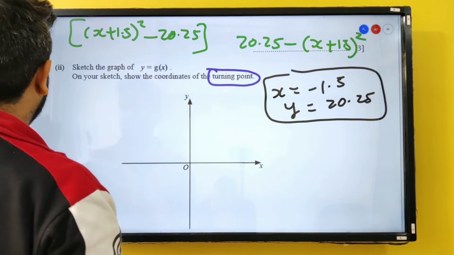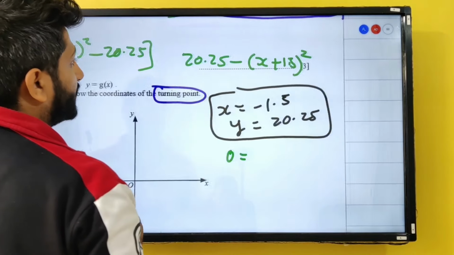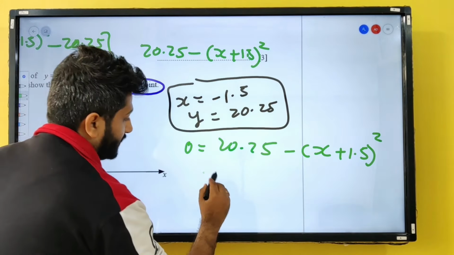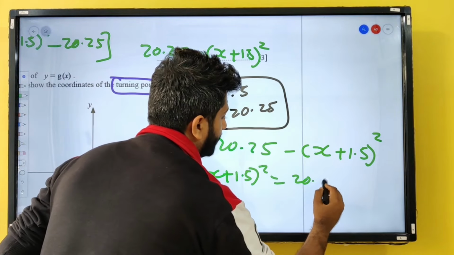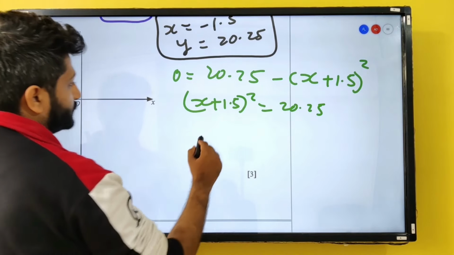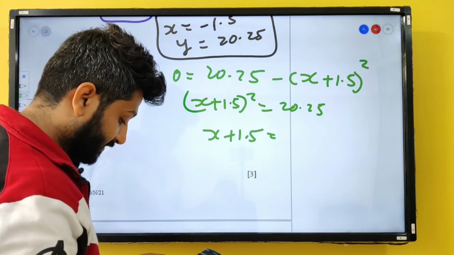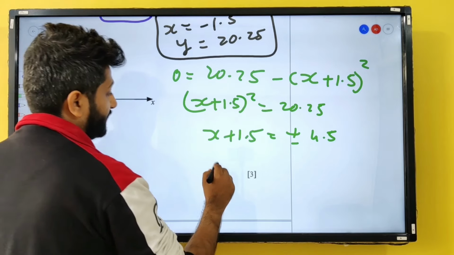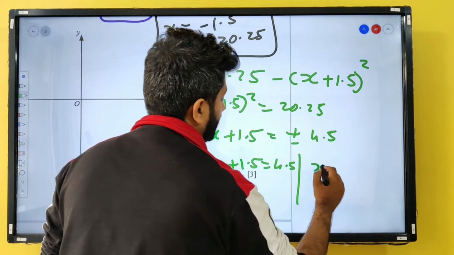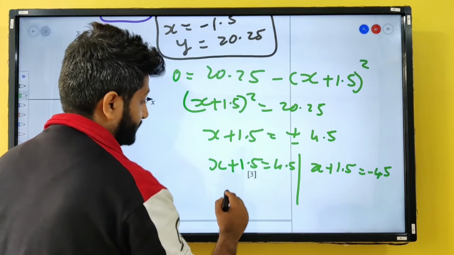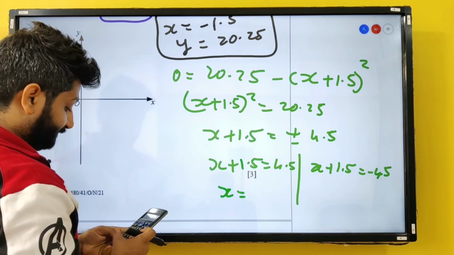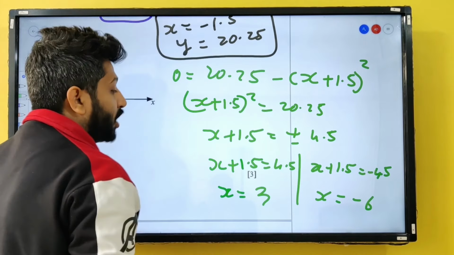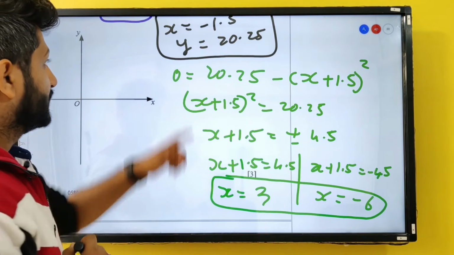So let's say if I place this whole equation as 0, I have 0 equals 20.25 minus (x plus 1.5) squared. So (x plus 1.5) squared equals 20.25. Let me take the square root of this. So x plus 1.5, and the square root of 20.25 is 4.5. But as I have taken the square root, it is plus or minus 4.5. Let's say if I take plus 4.5, then x plus 1.5 equals 4.5, and x plus 1.5 equals minus 4.5. So 4.5 minus 1.5, obviously this is 3. Minus 4.5 minus 1.5, this is minus 6. So these are my coordinates where my graph is intersecting the x-axis. So these 3 are my important points.